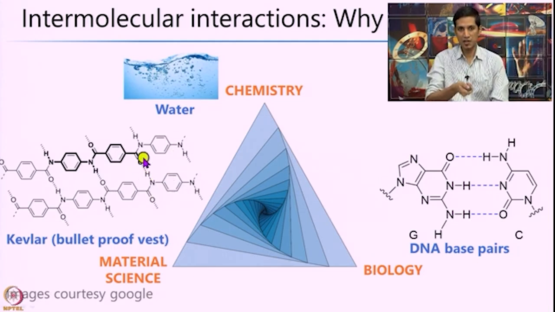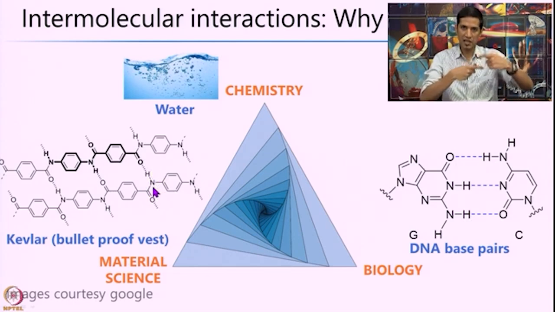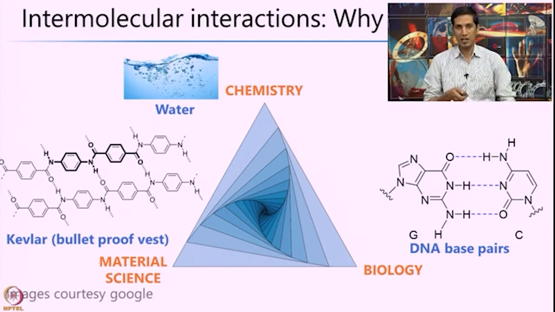You have the N-H...O hydrogen bond, which is taking place between two chains, and these chains could also overlap on top of each other in a face to face manner. It is like keeping pancakes on top of each other, or you can think of them as a stack of books or a pile. So, this very simple interaction, such as an N-H...O hydrogen bond and the stacking interactions, actually gives rise to the exceptional resistance properties of this material Kevlar. As a result, it is used as a bulletproof vest.